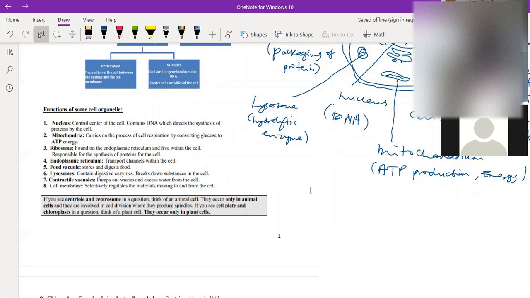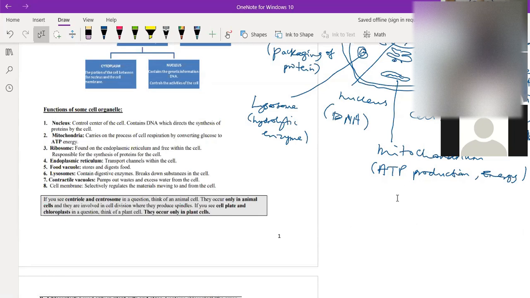And then if you see cell plate and chloroplast: the cell plate is what becomes the cell wall. Plants have a cell wall, animal cells don't. So if you see a cell wall somewhere, think only plants. A cell plate becomes a cell wall when a cell is dividing in plants. Chloroplast is also only in plants, because chloroplasts contain chlorophyll, the green coloring substance or pigment in plants. These are a few things you have to know, especially when answering questions on the differences between plant and animal cells.